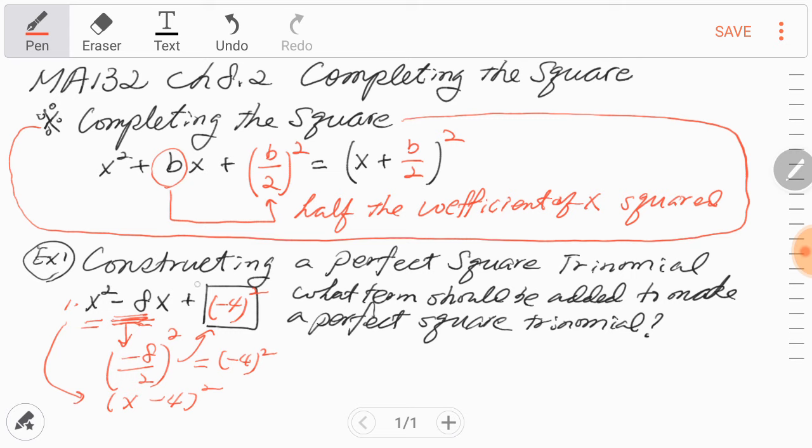Then what is the binomial term? The base is x and the base is negative 4, so x minus 4 squared. So the completed square, the binomial square, is the binomial factor. The base is x plus b over 2. Here, b over 2 is the second term in the base. How did you get the b over 2? From the coefficient: divide the coefficient of x by 2.